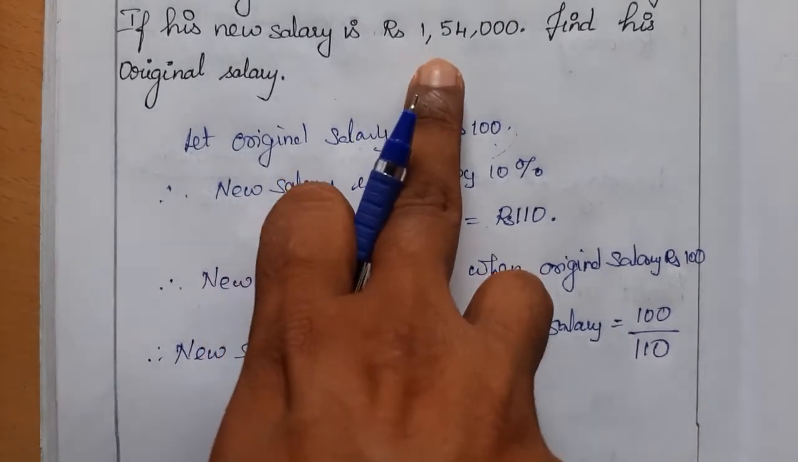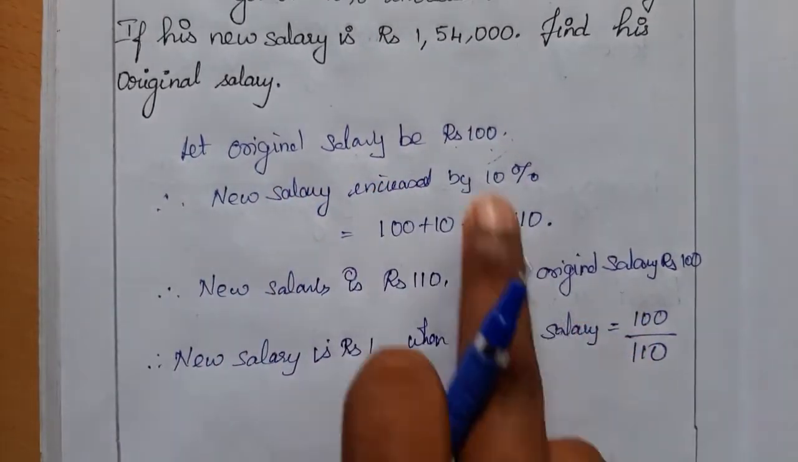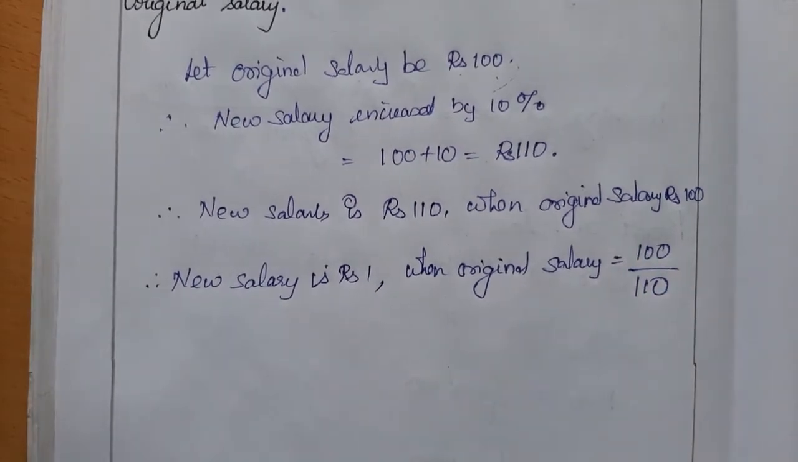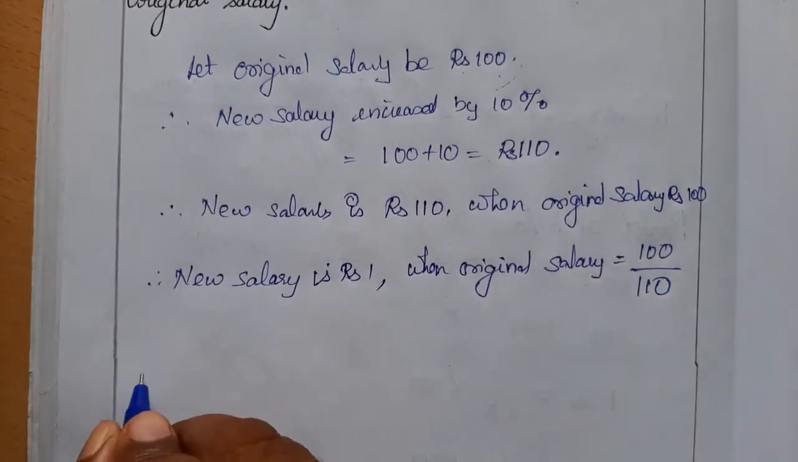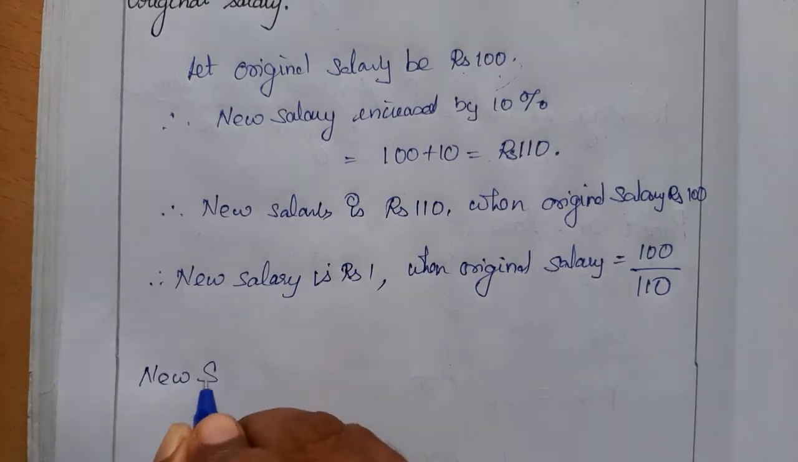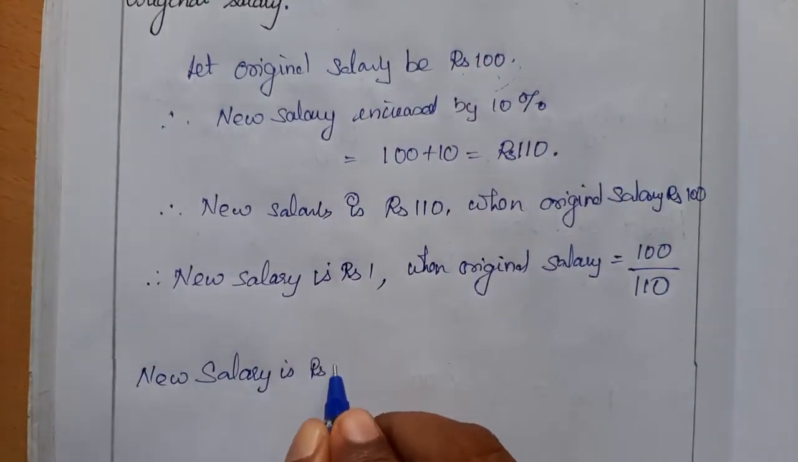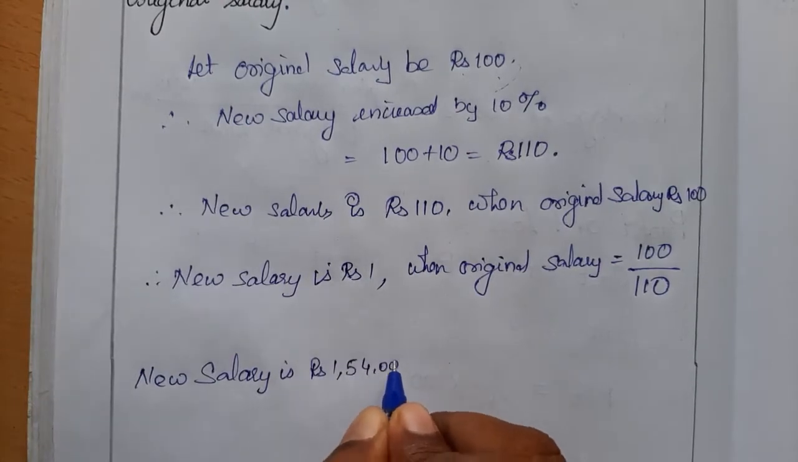But we know the new salary is 1,54,000. Then we have to multiply this 1,54,000 with this, so we will be getting the original salary. Therefore, if the new salary is given as rupees 1,54,000.